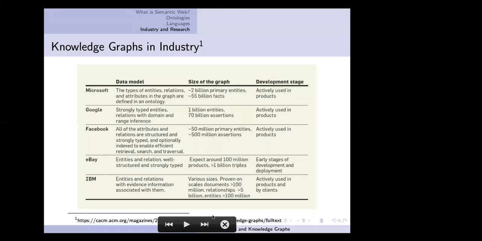So if you have a look here at those facts, you can see the size of those knowledge graphs, like 2 billion primary entities, 55 billion facts for Microsoft's Bing engine, 70 billion assertions for Google, 500 million assertions for Facebook. So those are really, really huge knowledge graphs. They're extremely hard to handle and reason with, but extremely valuable for the companies as well. And they're using those same semantic web technologies that we are working on as well.